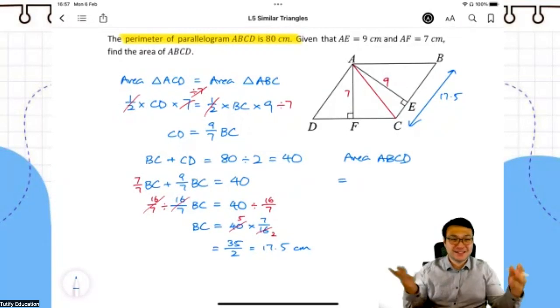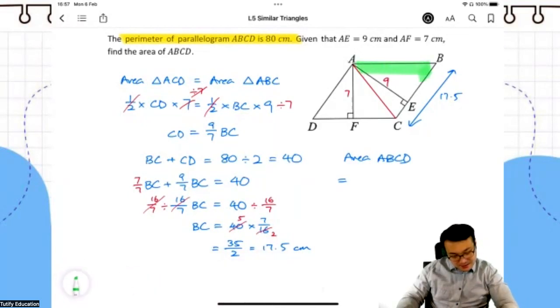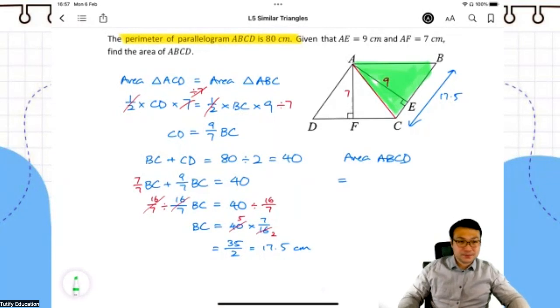I don't think DC is 9/7 of BC. You want me to go and find DC? Don't waste time lah. Don't need. Can you find the area of this triangle first? Okay, what is the area of this triangle? Tell me the working. Half times base and height. Okay, tell me half times what? Half times BC times 9. Okay, so half times 17.5 times 9, right?